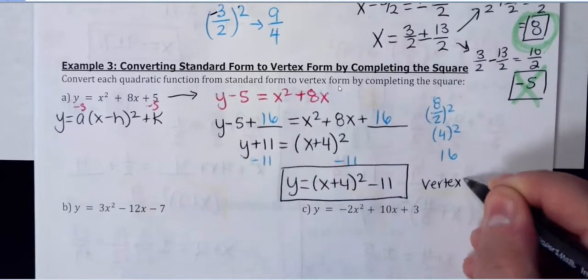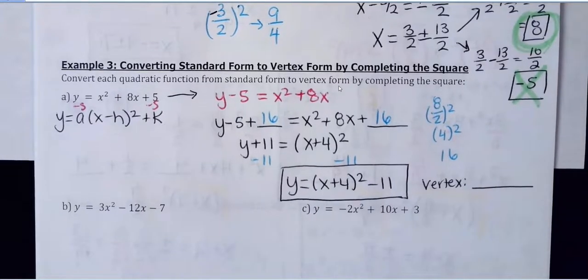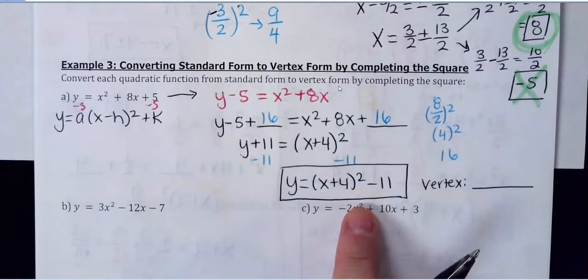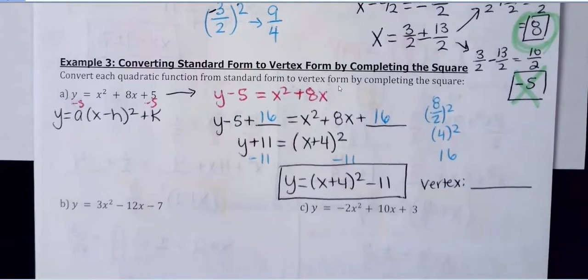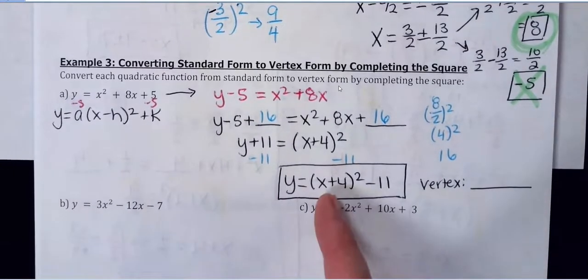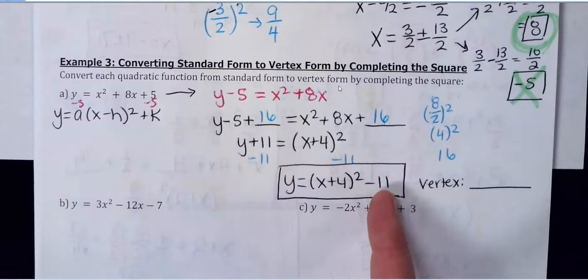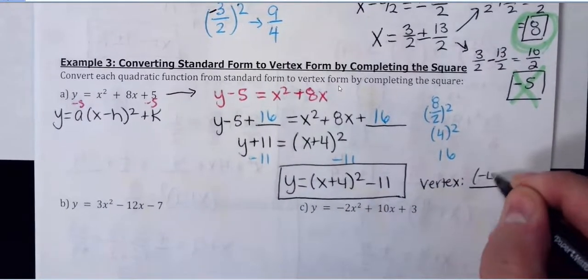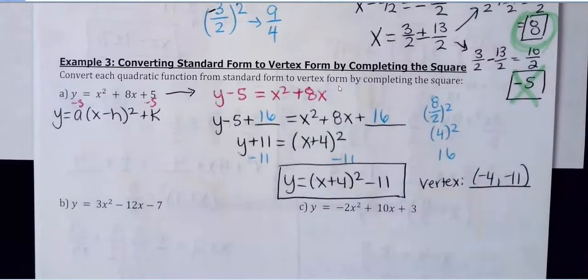See if you guys remember this. Maybe raise your hand, tell me, what would the vertex be? Do you remember figuring it out? Yes. Opposite whatever's with the x, copy whatever's outside, that's your y. So -4, -11 would be my vertex there. I know that's a little weird. Is anybody having a question?